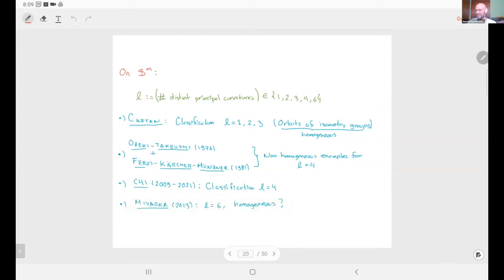Miyaoka said that in the case L equals 6, all the hypersurfaces are given by groups of isometries. They are all homogeneous. But she had a mistake in her proof, and then she published an errata, and the errata was still wrong. So to date, we do not know whether the isoparametric hypersurfaces are homogeneous or not in the case L equals 6. So this is an open problem, but it is almost done.